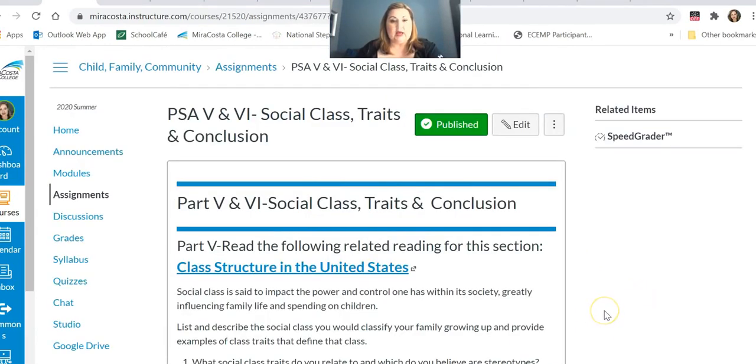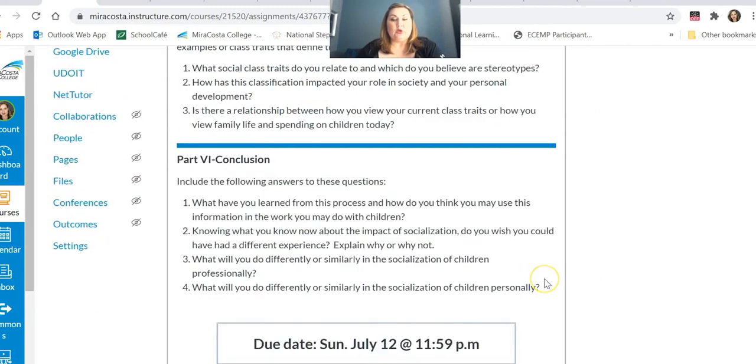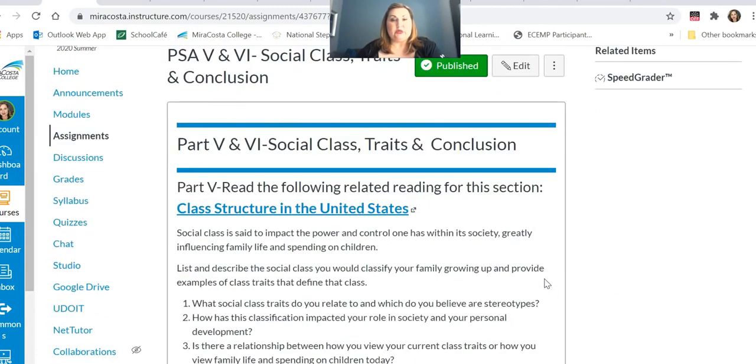And then you have parts 5 and 6 of your personal socialization assignment, and this is focusing specifically on social class and traits, and the conclusion for your paper. So if you're using the flexible due date option that I have for you, and you haven't turned in previous parts from week 3, then you'll want to turn that in this week and turn parts 5 and 6 next week, or you can turn them in all together.